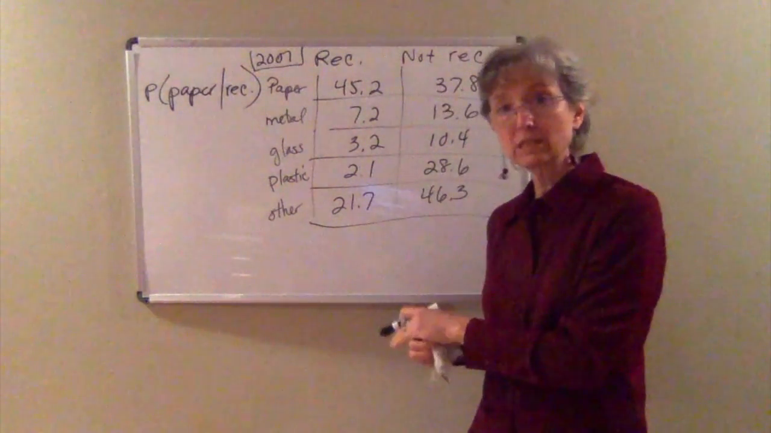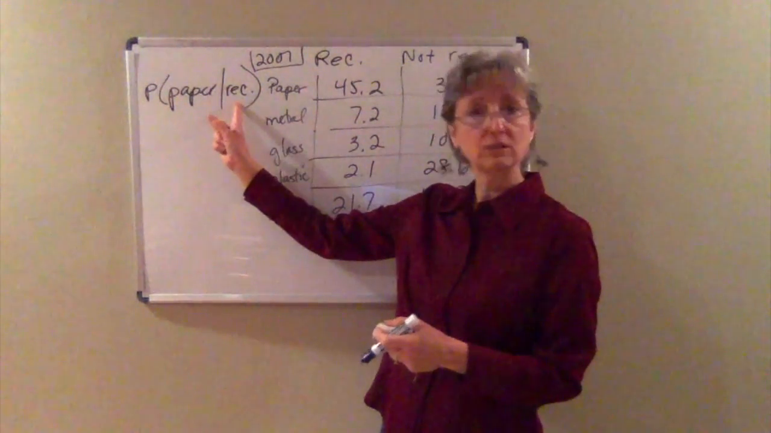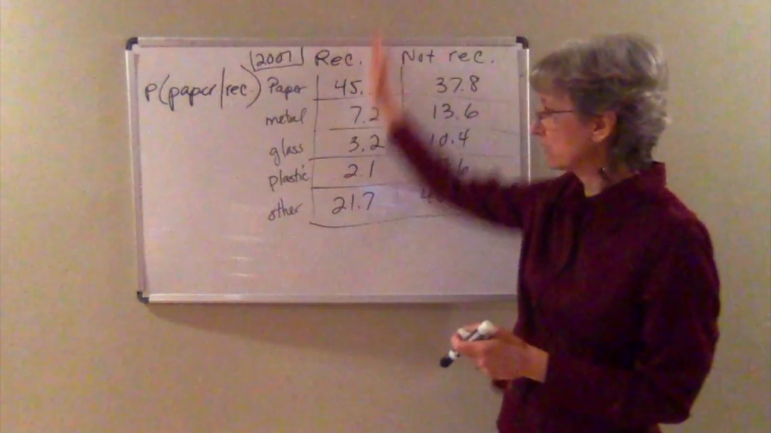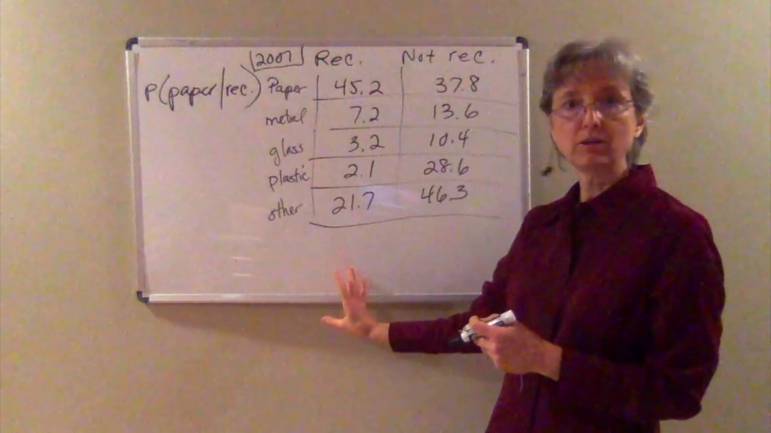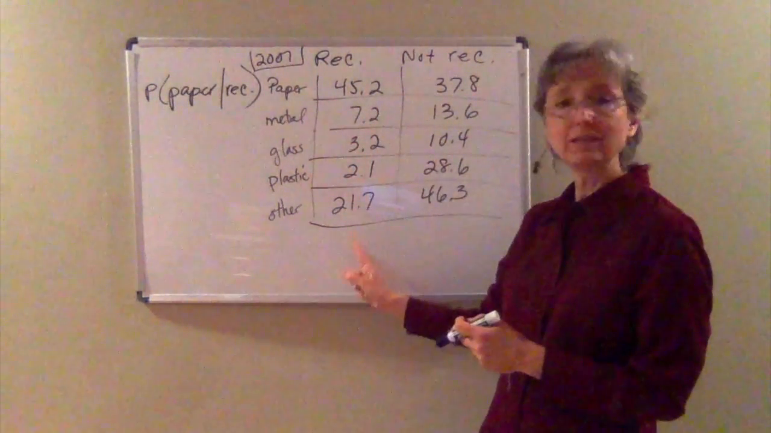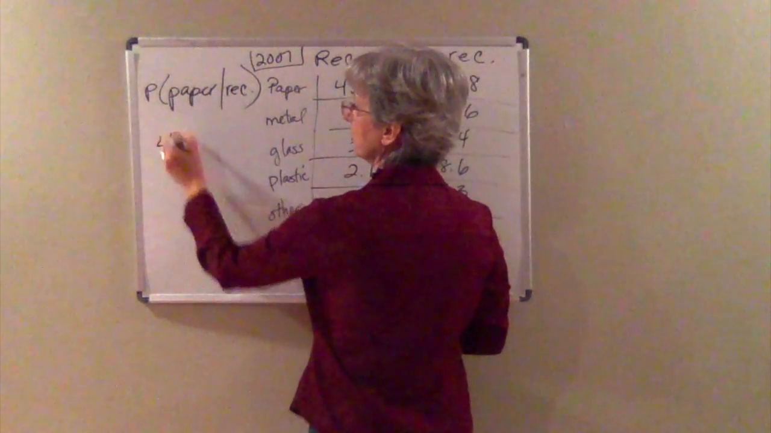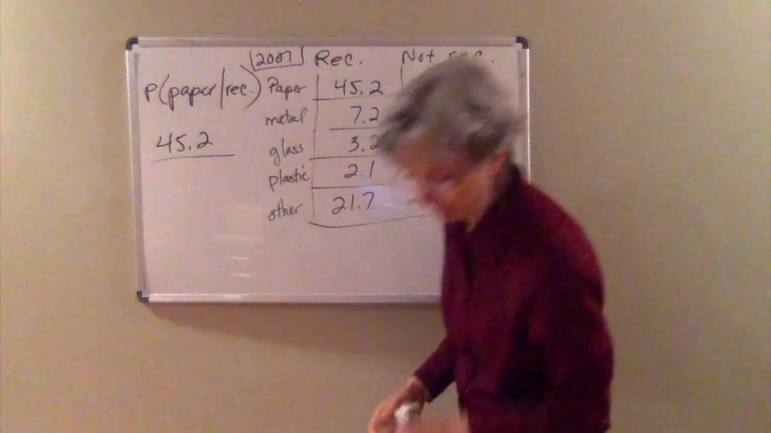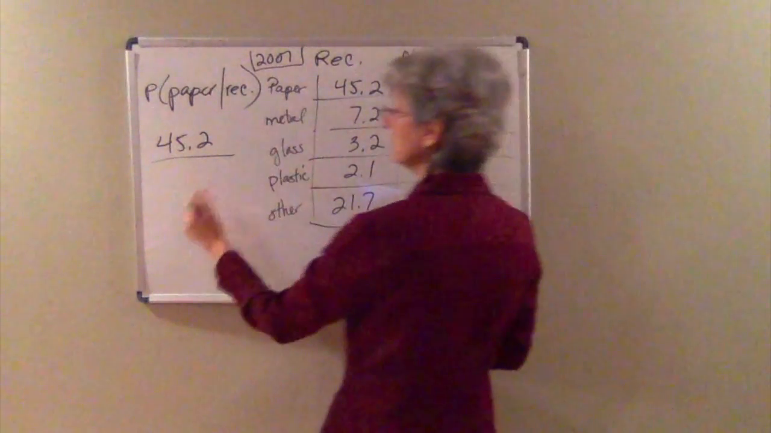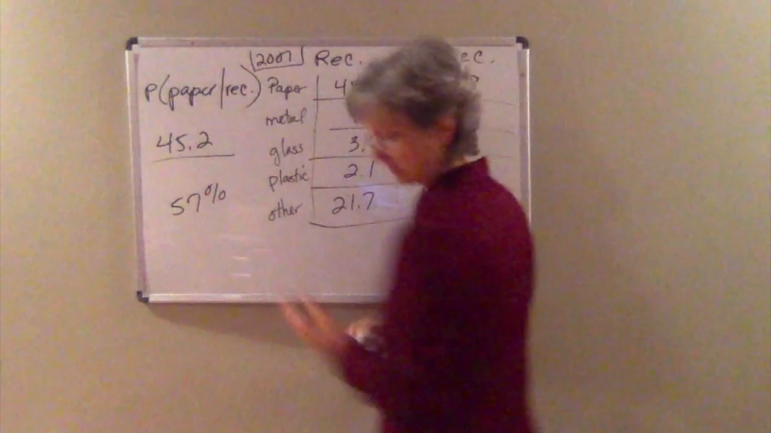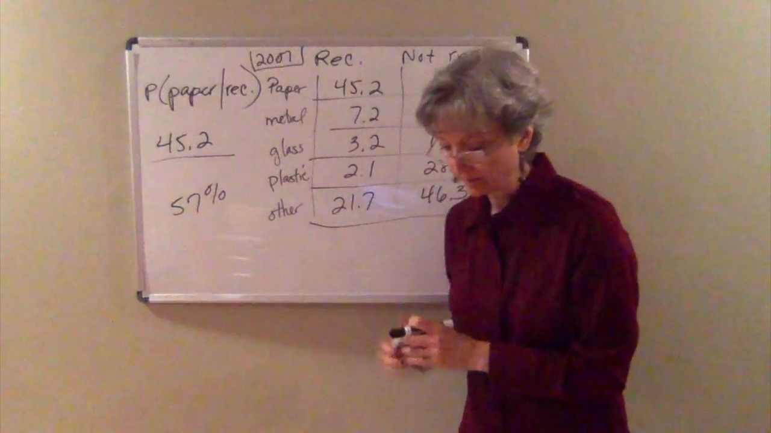What percentage of recycled waste is paper? What's the probability that it's paper given that it's recycled? So that means I'm dealing with this column right here. My sample space is just the recycled part, and I am going to add up all of these numbers to get the bottom. The paper is 45.2, so it's 45.2 out of the total of these, which is a big number. In any case, when you divide that, you get about 57%. That's how you would do that kind of question with this.